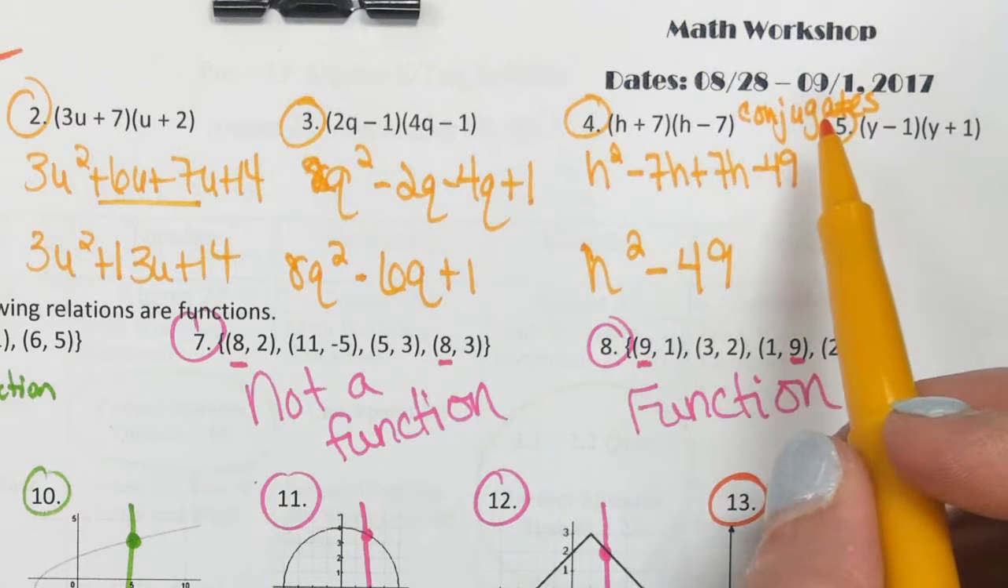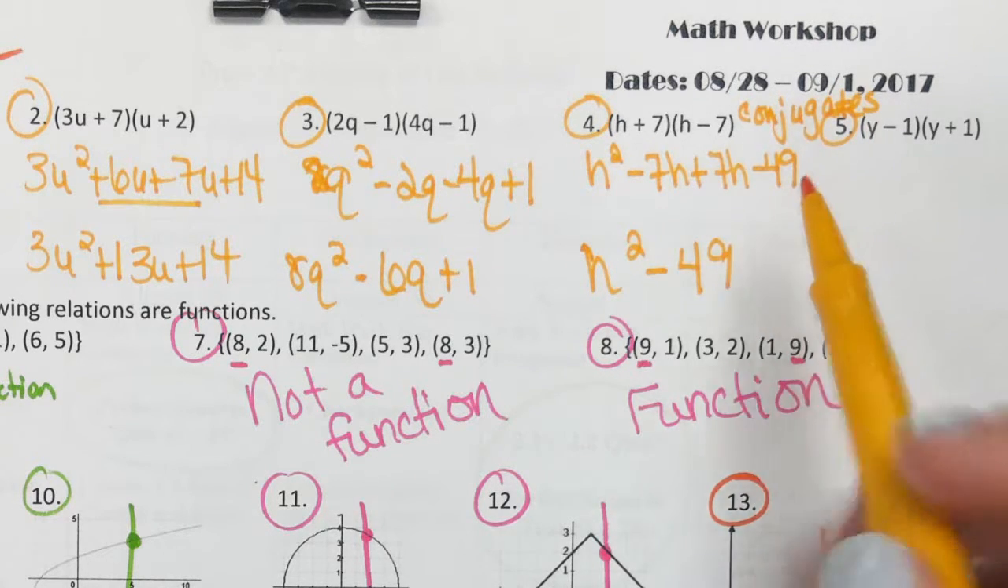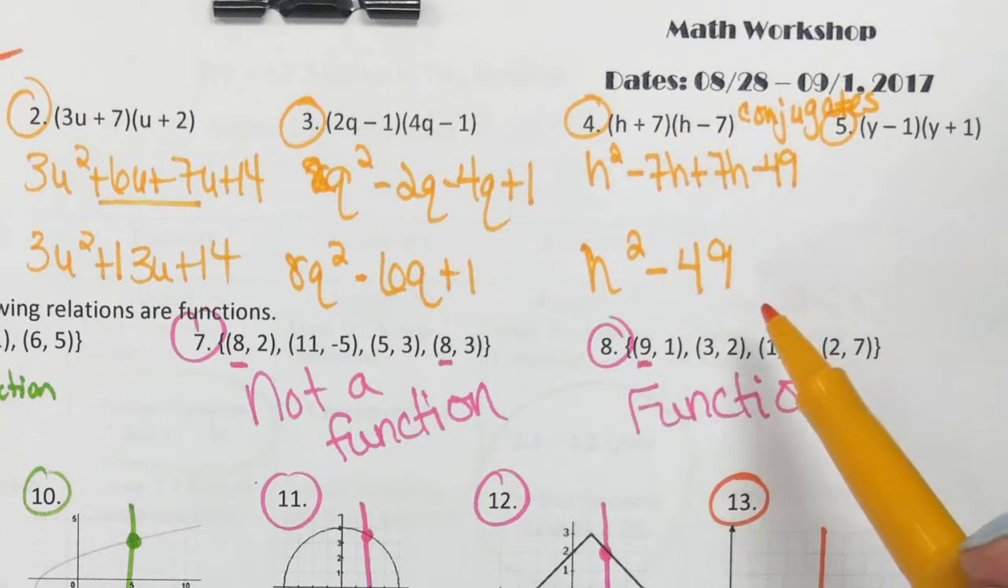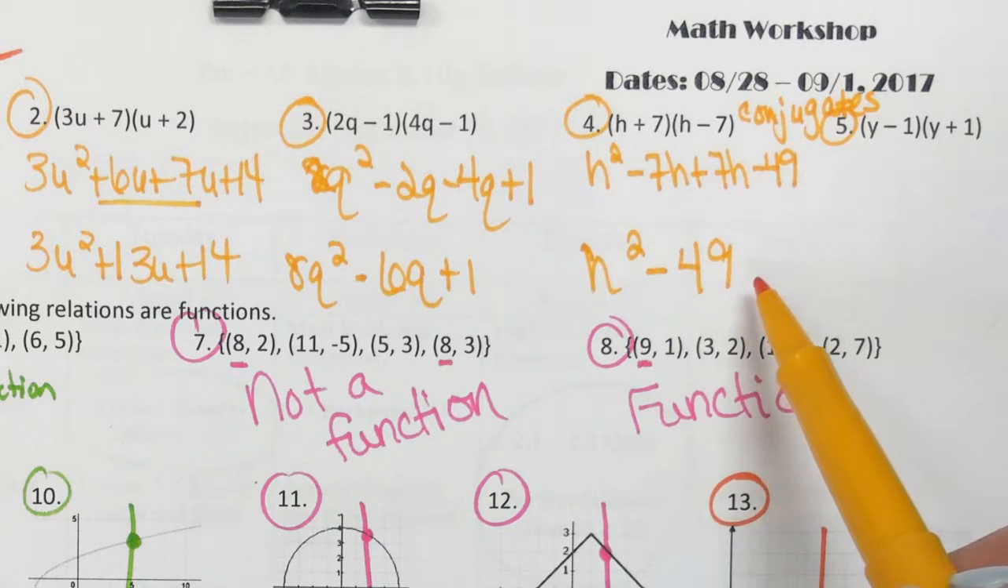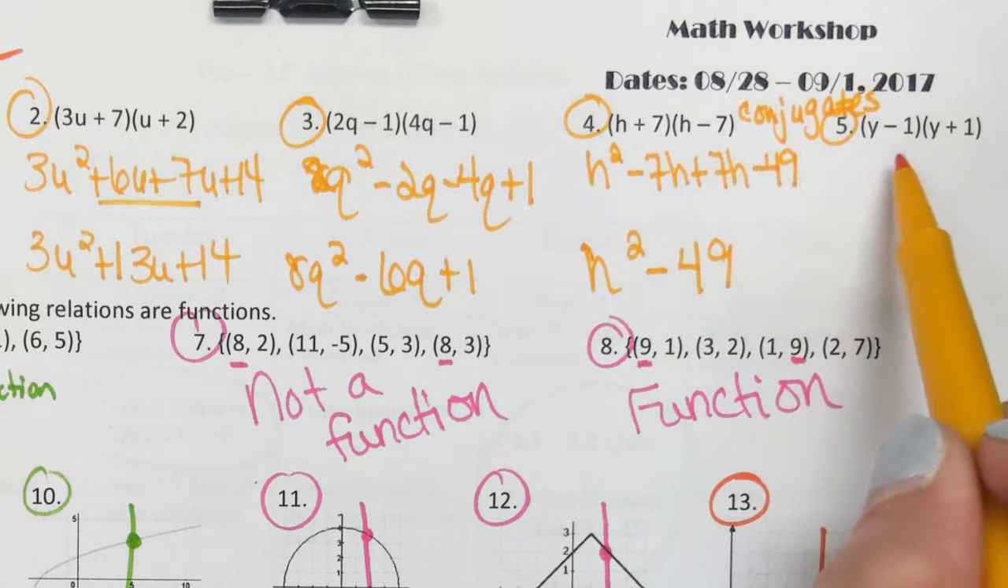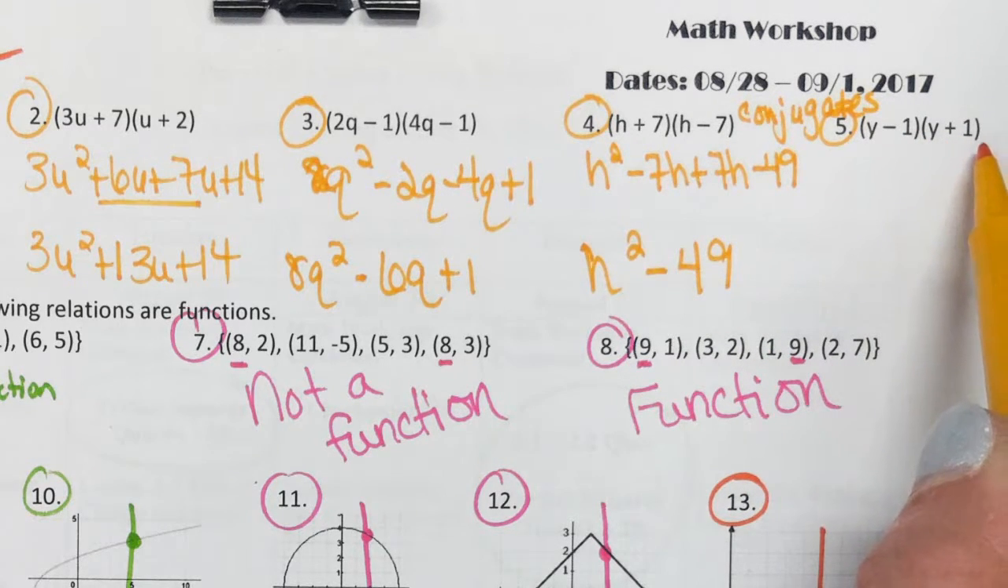Alright, so when you have conjugates, you don't have to multiply the whole thing. What's the only thing that you have to multiply when you notice that they're conjugates? First and last. Very good. So look at number 5. Are they conjugates? Yes. Are they the exact same numbers and letters but different signs, right?